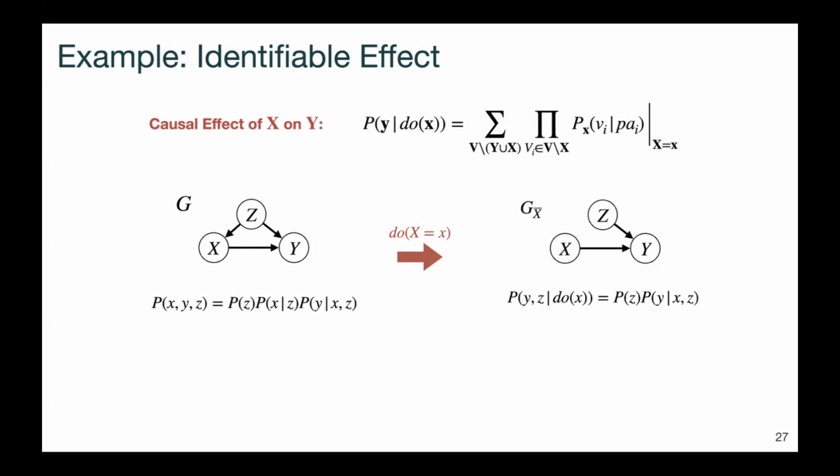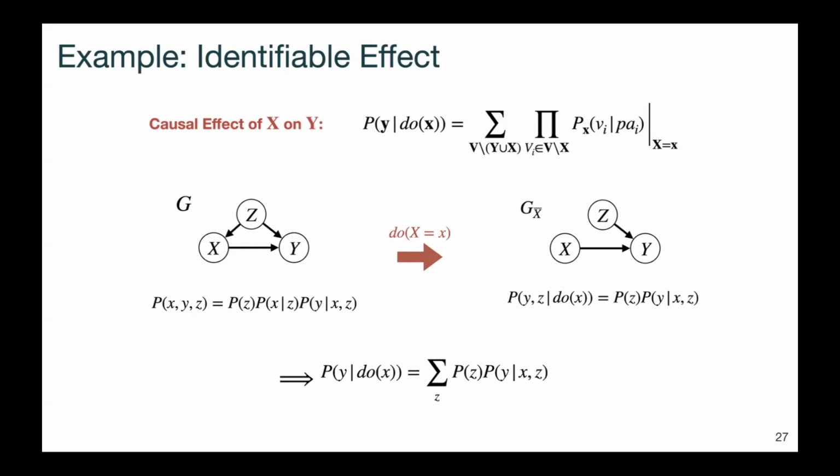Here I'm just showing that once you apply the do(X), you can also get the manipulated graph. When you apply an intervention, the consequence in the graph is just that you remove the edges into X. And here you also get the same factorization. You see Z has no parents, and Y has Z and X as parents.